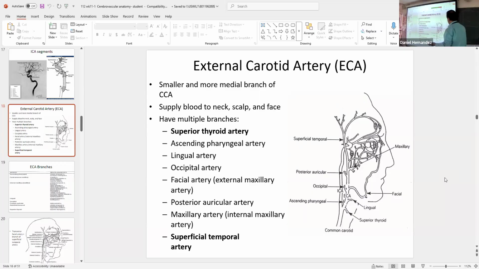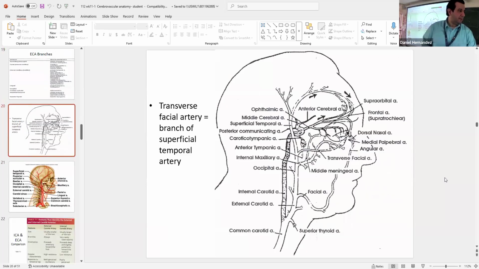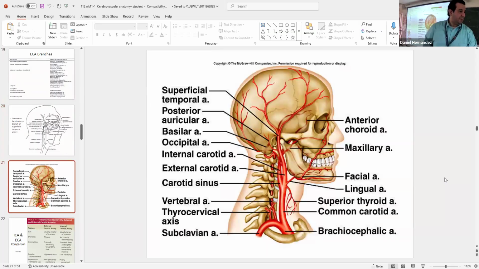We even have connections between those ECA branches and the vertebral arteries as well. If we ever have any issues in the posterior circulatory pathways, the occipital artery that runs back towards the occiput, or back of our skull, has branches or connections with the vertebral arteries. These are just some more diagrams showing all the branches of the external carotid artery.